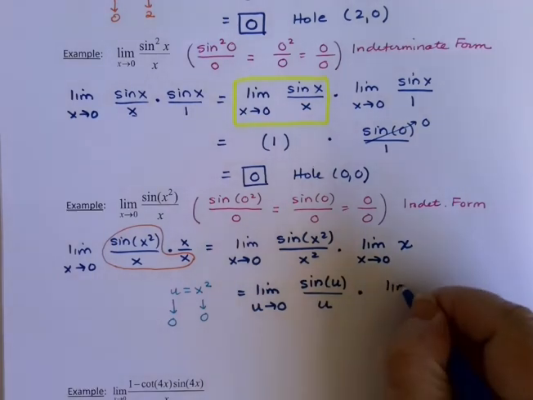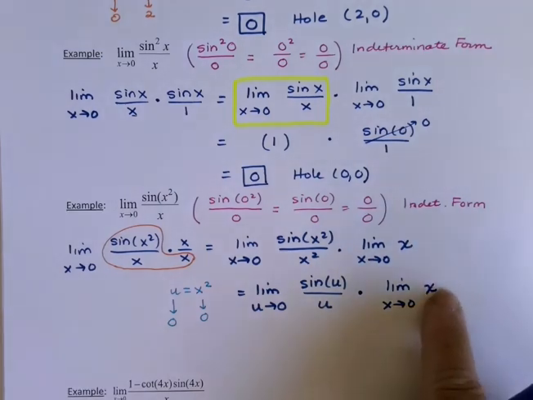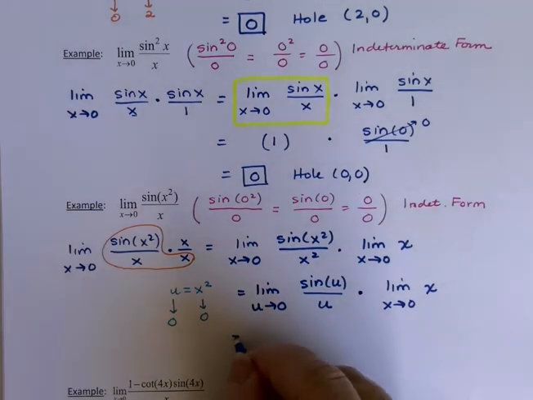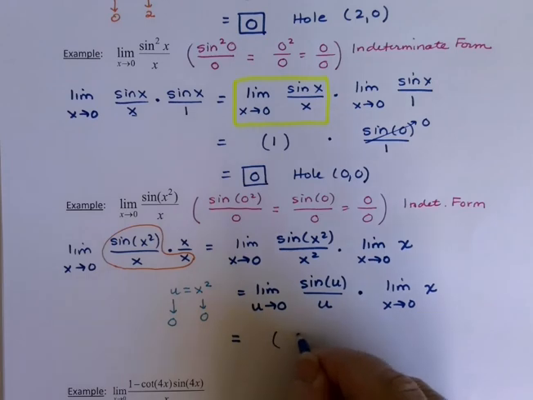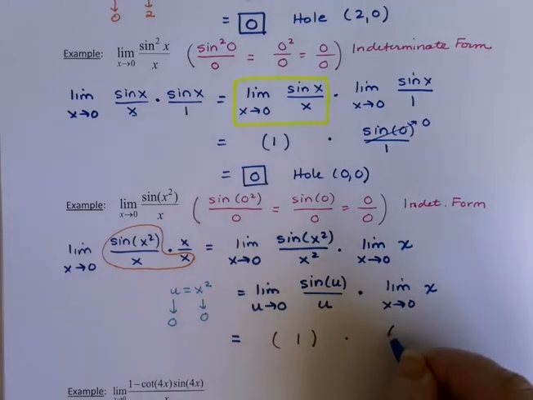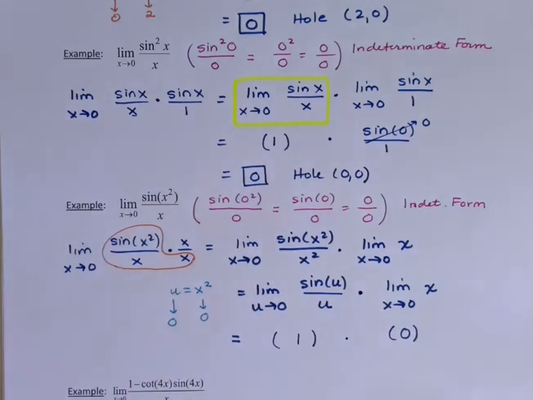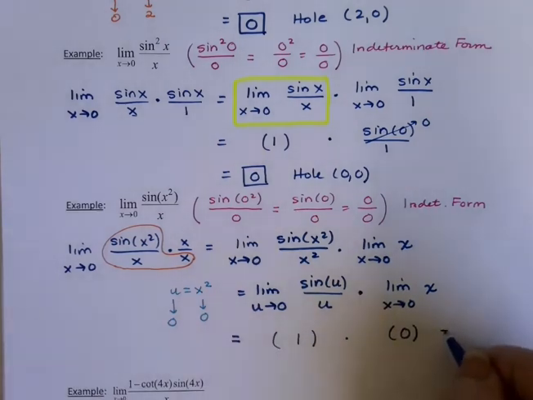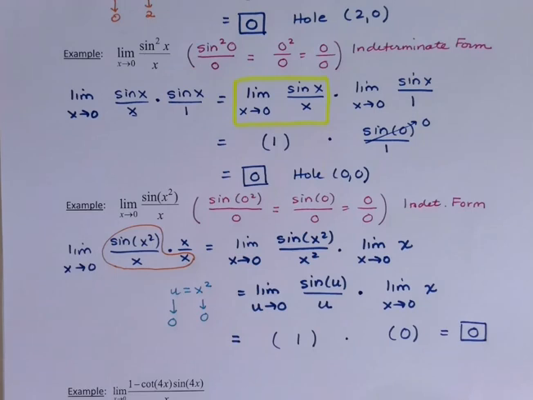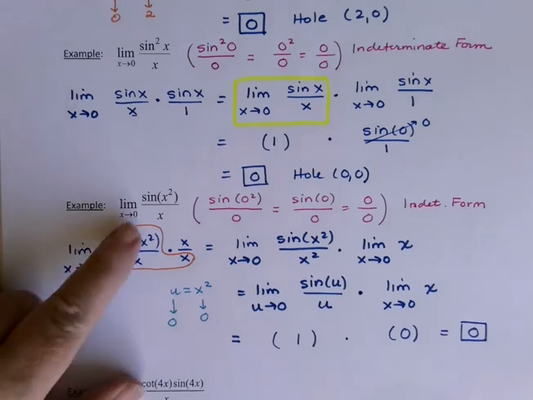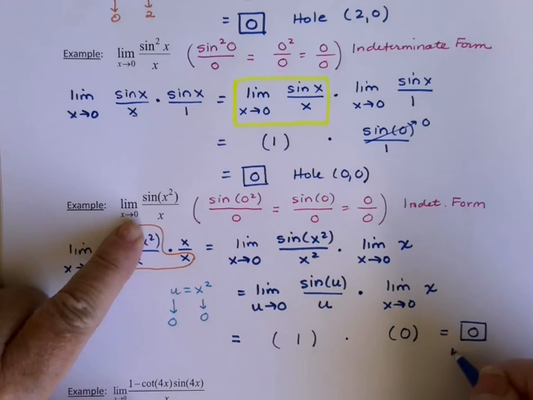And then I still have this other one, the limit as x goes to 0 of x. Again, not worried about that. Plugging 0 in there is going to be easy. So I get 1 here, times 0 there, and 1 times 0 gives me 0. So my limit is 0, and once again I have a hole at (0, 0).